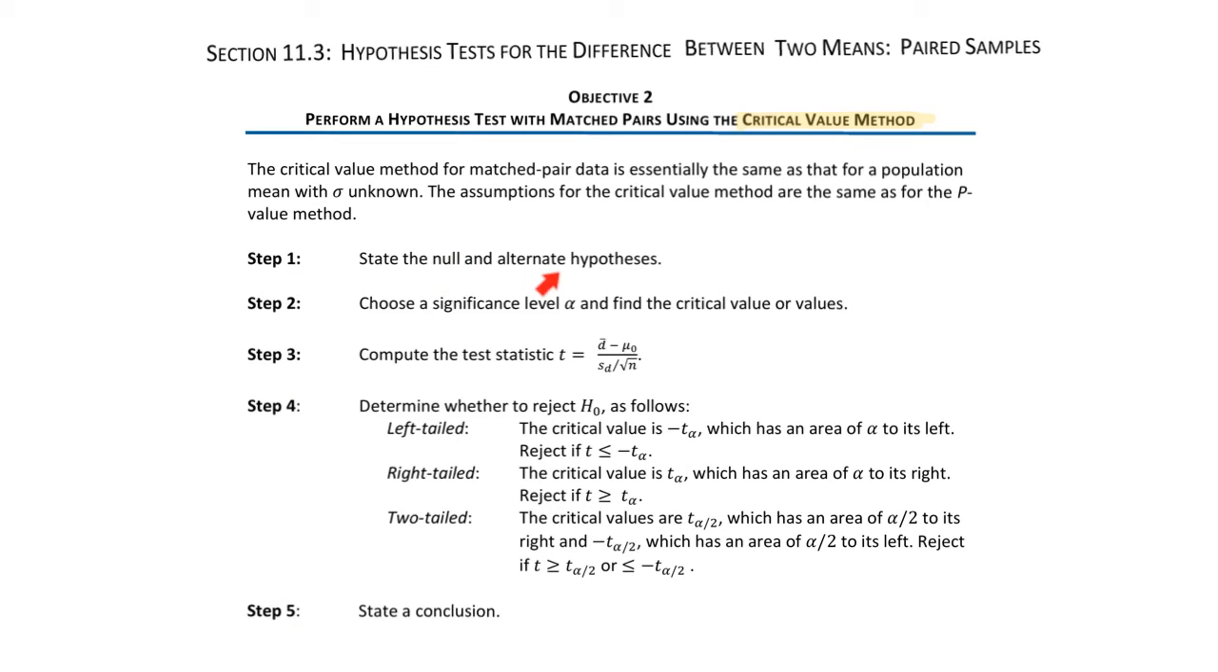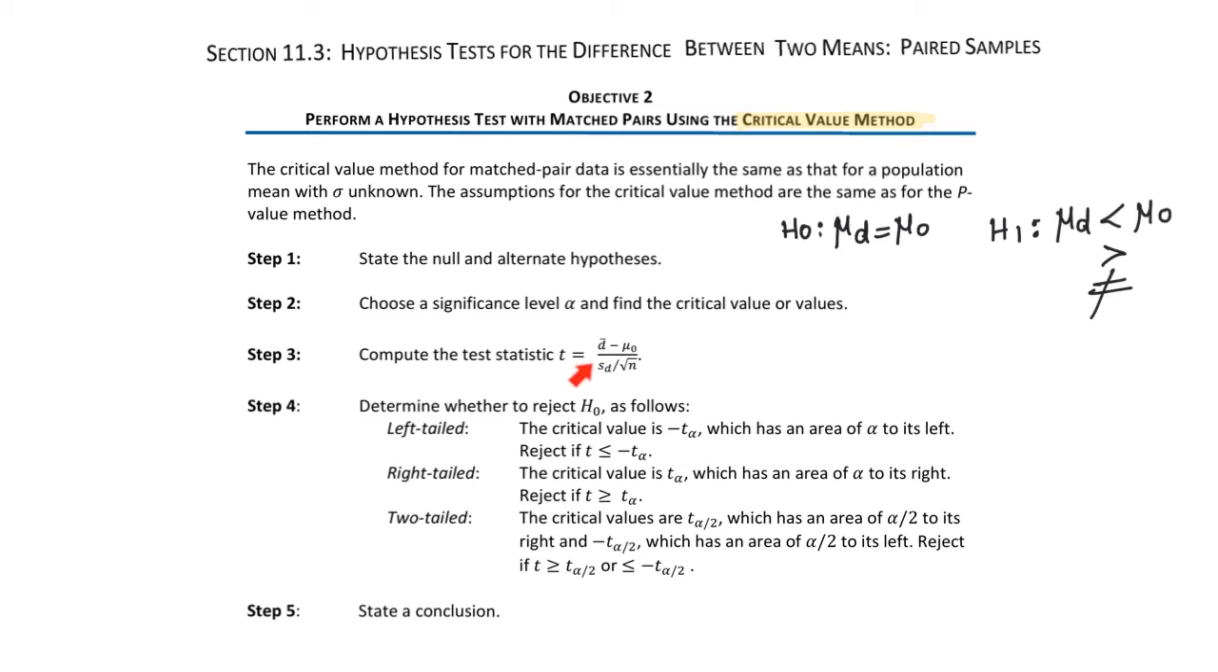So first state the null and alternate hypothesis. The null hypothesis is mu D equals mu naught and the alternate hypothesis is mu D less than mu naught, or greater than, or not equal. It can have any of these forms depending on the question. After that, choose the significance level alpha and find the critical value corresponding to that. The critical value will be based on the alternate hypothesis, left tail, right tail or two tail test, the significance level alpha, and the number of degrees of freedom.